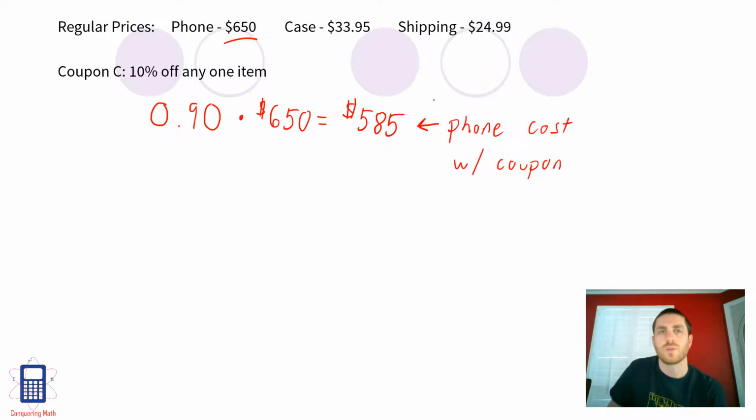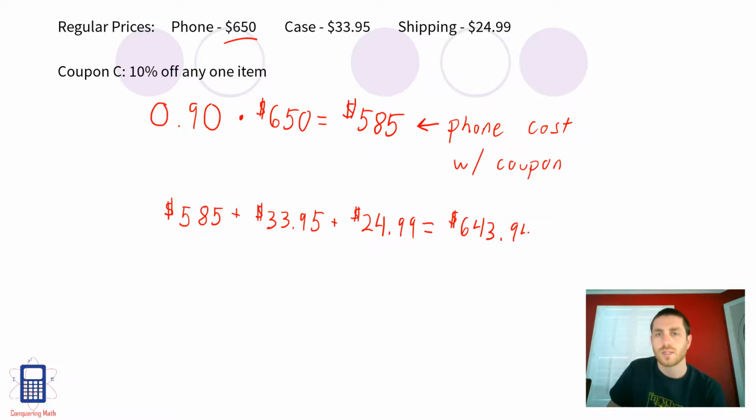Now, this coupon doesn't give him any discount on the case and the shipping, so we just have to add everything together to find the total. So we have $585 plus $33.95 plus $24.99. So using coupon C, adding everything together, RJ has a total price of $643.94. So that's his total with C.